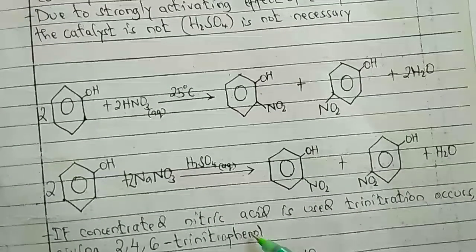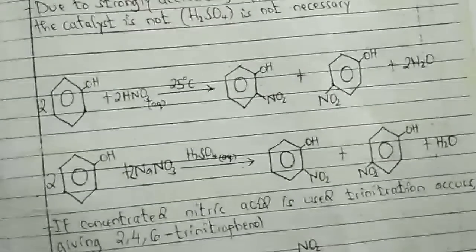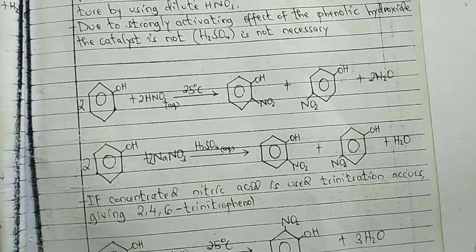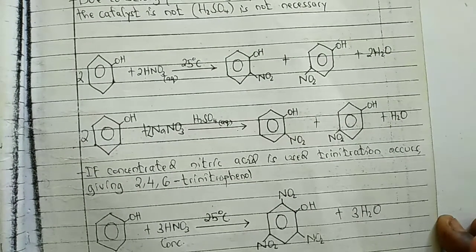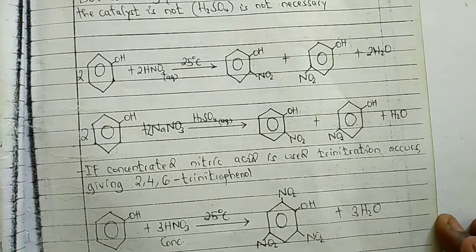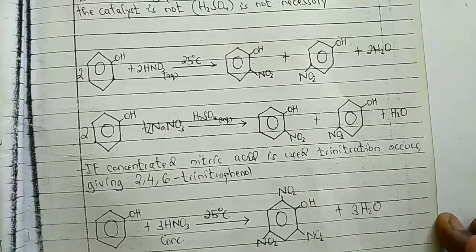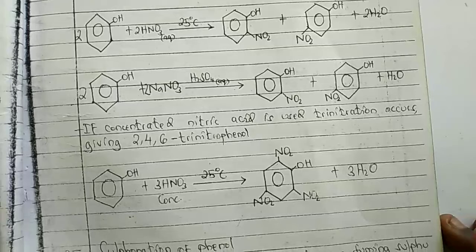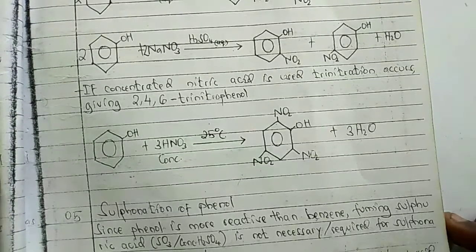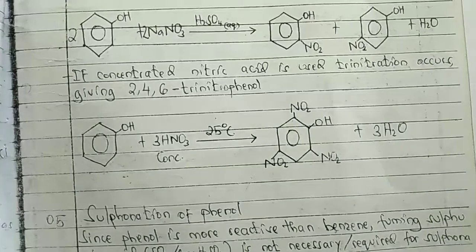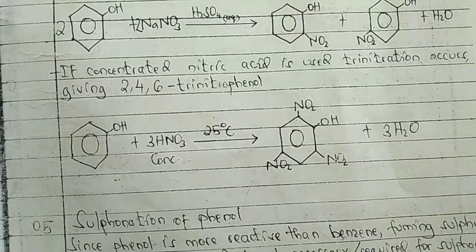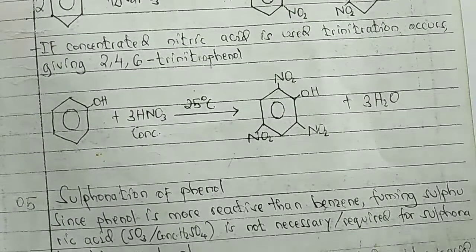Lakini pia tunaweza kufanya kwa sodium nitrate, ambaye sodium nitrate anatupa product pia kwenye ortho or para. If concentrated nitric acid is used, trinitration occurs. Kwa hiyo tunakuwa tuna 2,4,6-trinitrophenol, 2,4,6-trinitrophenol kama tukitumia conc nitric acid.